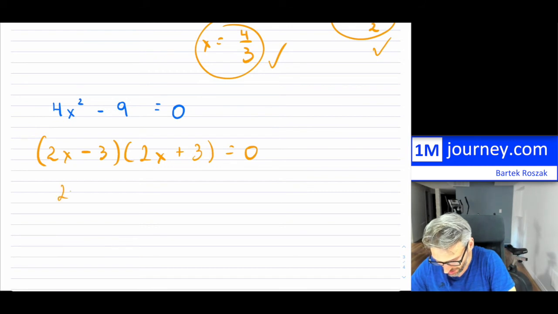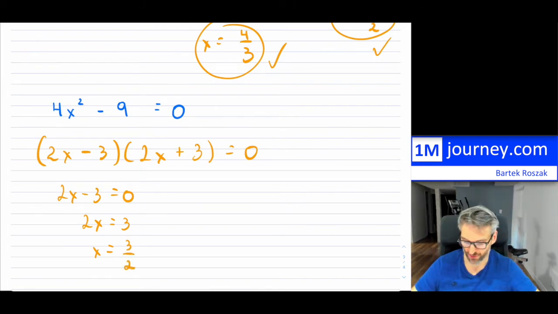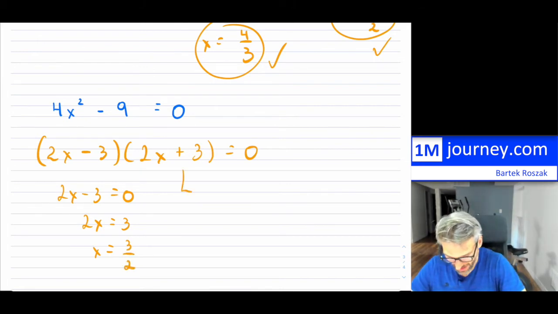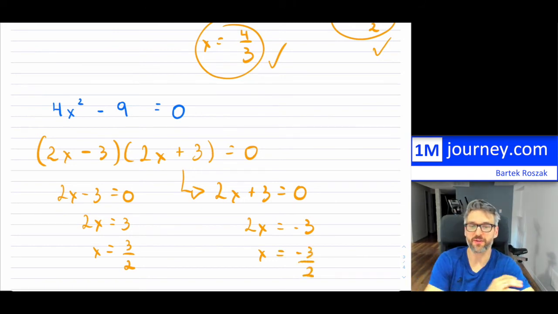One of them is 2x minus 3 is equal to 0. We'll bring that 3 over to the other side, divide by 2, and that's my first one. And then the next one is just going to be negative, because I can see that from right there. Again, because it is a difference of squares, you bring this over and divide by 2. So there we have it.